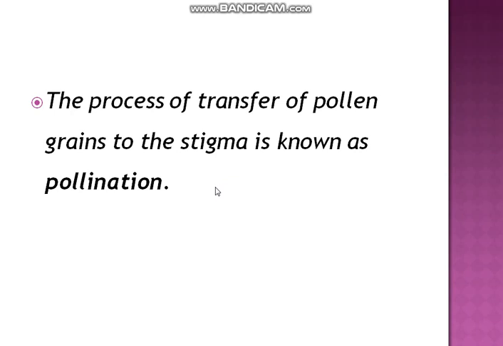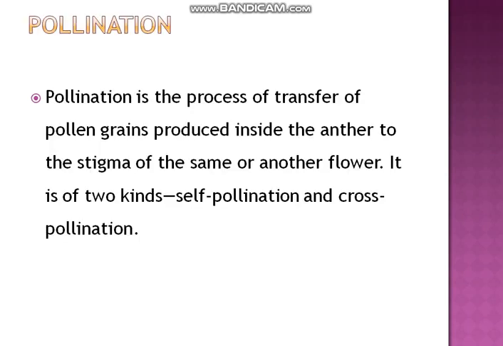Then what do you mean by pollination? Pollination is the process of transfer of pollen grains produced inside the anther to the stigma of the same or another flower. It is of two kinds: self-pollination and cross-pollination.